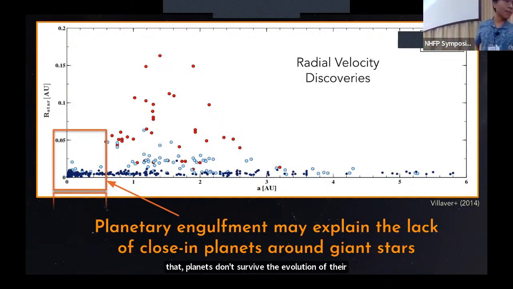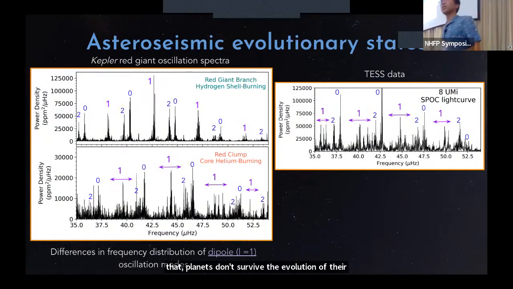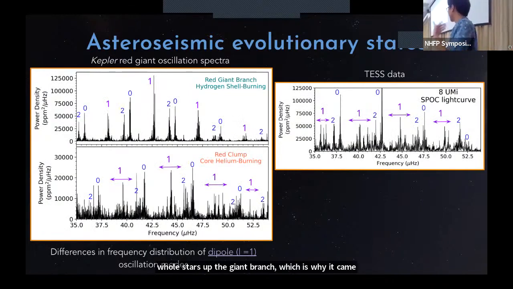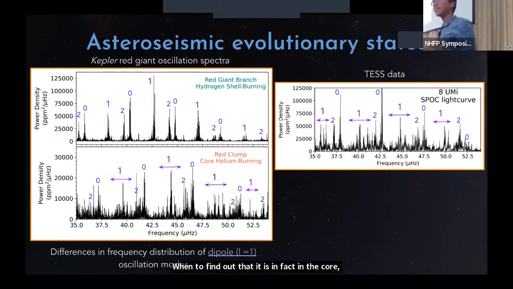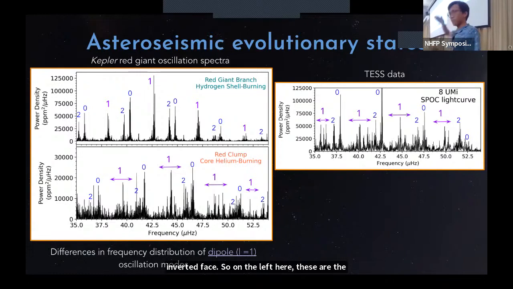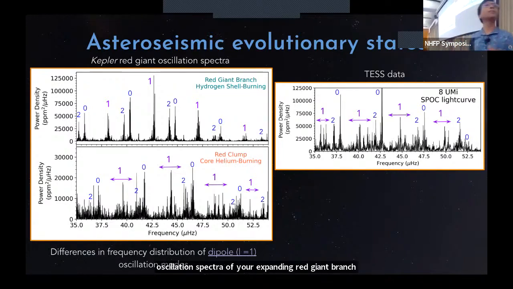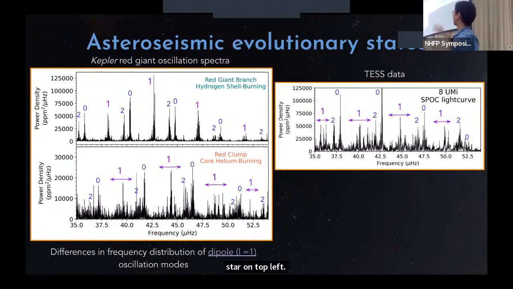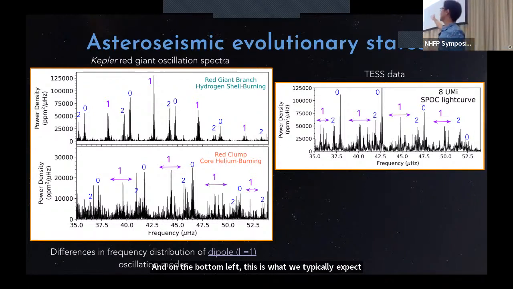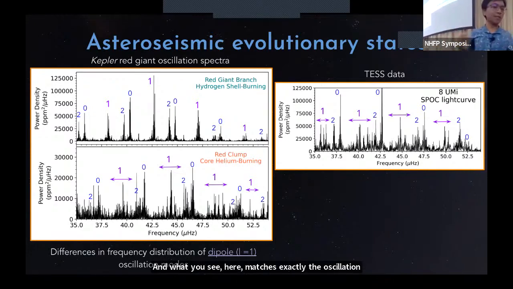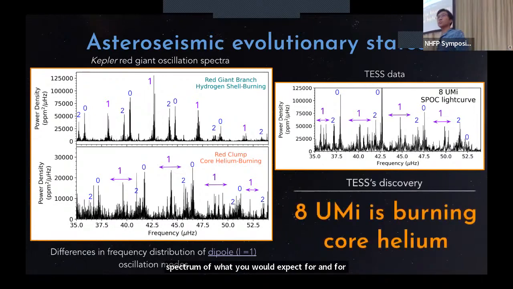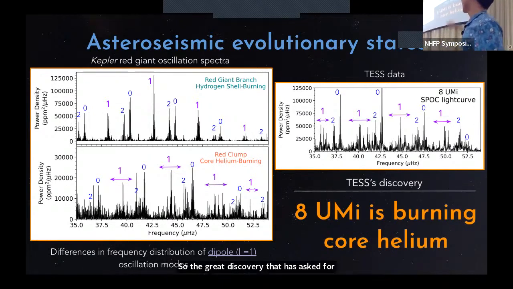Which is why it came as a surprise to us when we looked at the astroseismology of 8 UMi, to find out that it is in fact in the core helium burning phase. On the left here, these are the oscillation spectra of your expanding red giant branch star on the top left. And on the bottom left, this is what we would typically expect for a star that's already burning helium in the red clump. What you see for 8 UMi here matches exactly the oscillation spectrum of what we would expect for a core helium burning star. So the great discovery that TESS astroseismology has allowed us to achieve about this system is that this particular star is burning core helium.